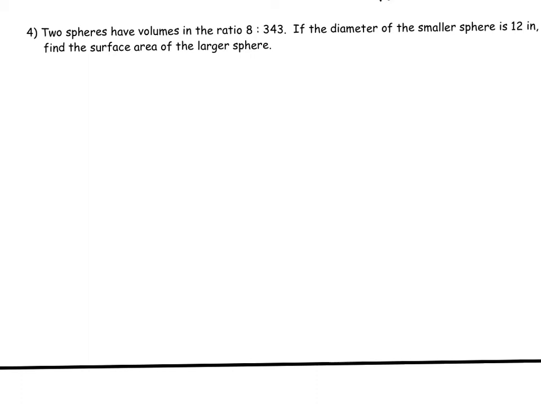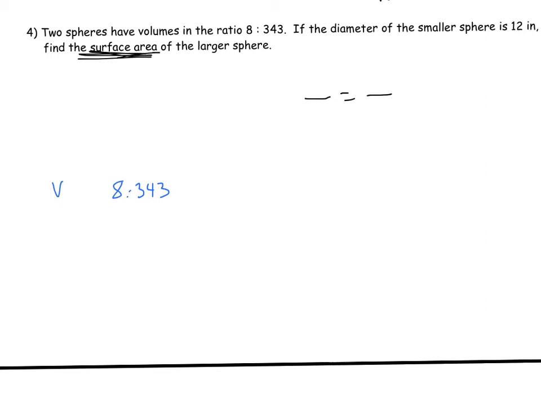So I'm going to start by sort of mapping out my information, writing down what I have. I've got a volume ratio, 8 to 343. I don't believe that that can be reduced at all. That's always my first thought, is can I reduce that? So I'm going to keep that at 8 to 343. And I like to set up my proportion. Note what I'm solving for. We're trying to find the surface area of the larger sphere.